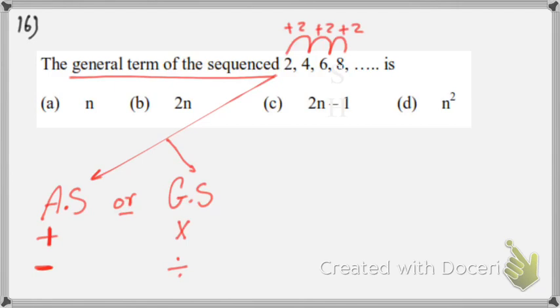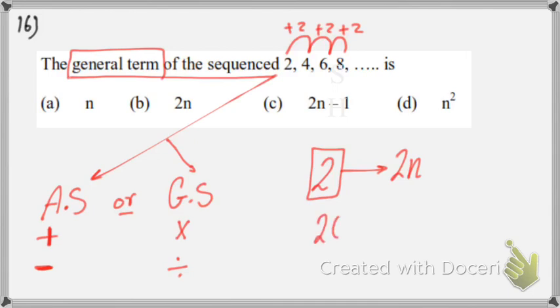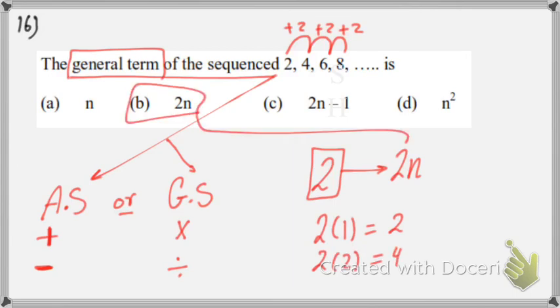And since the term that I'm adding each time is 2, the coefficient of n should be 2. So now I'm confused between choices B and C. Let's plug in n with 1. If you plug in n with 1, you will figure out that the first term is 2. And if you plug in n with 2, you will find that the second term is 4. So no need to add or subtract. So the answer is B.